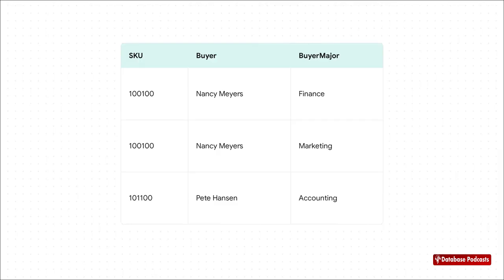Okay, check out this table. At a quick glance, it looks fine. And here's the crazy part. Technically, it is in BCNF. Why? Because every single column, SKU, buyer, and buyer major, is part of the primary key. There's nothing but the key, so there are no partial or transitive dependencies for it to violate. The only thing determining the whole row is the whole row. So technically, it passes with flying colors.